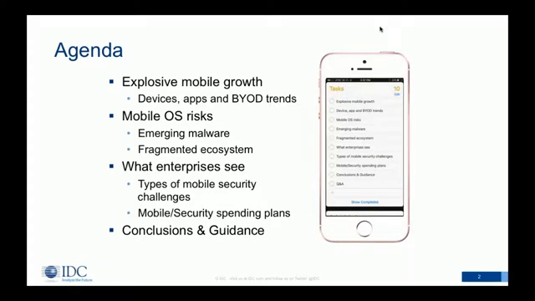After that, we'll talk about what enterprises are seeing. We'll show some of our research data on the types of mobile security challenges organizations are facing as they roll out mobility, and also give you a look at what organizations plan to spend on in the next 6 to 12 months, 18 months out, in terms of mobile and security technologies. And I'll end my section with some conclusions and guidance based on the research.